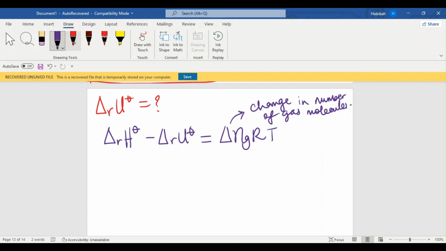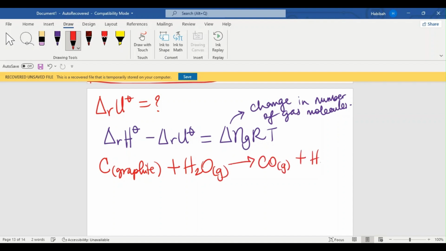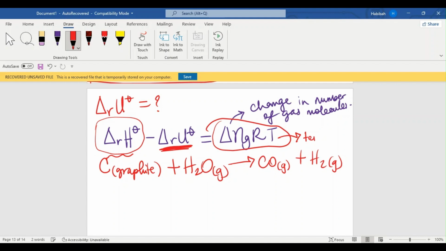So I'm going to first of all rewrite the equation down here so I don't need to go back up and no one gets confused. So just rewriting the equation, that's going to be CO gas plus H2 gas. Now we already know this part of the question, right? We already know this value because we just solved for it. We're trying to find change in internal energy of reaction, and we need to now know this value. By the way, T is temperature.